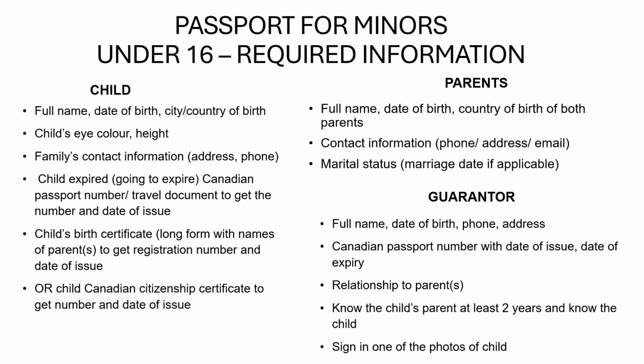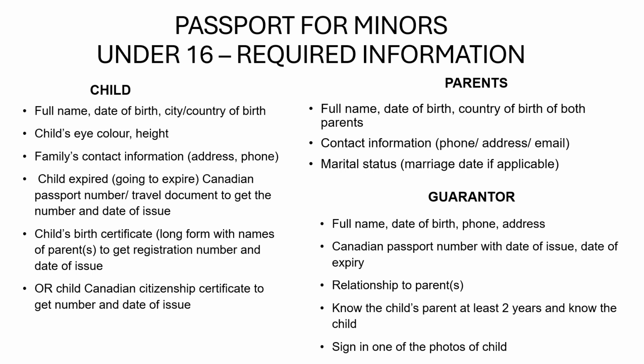And the child's birth certificate, the long form with the names of parents, to get the registration number and the date of issue, or the child's Canadian citizenship certificate to get the number and the date of issue. And that is for the child.